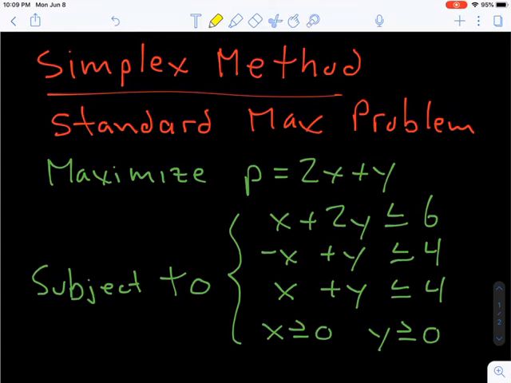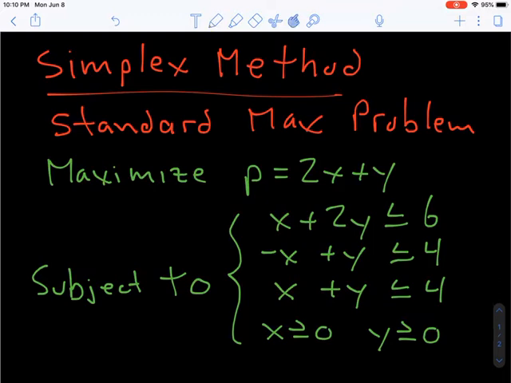In this video, I'm doing example 3 from my lecture outline on the simplex method standard maximization problems. So here is the linear programming problem. You can see it is a maximization problem. It says maximize p equals 2x plus y, subject to several constraints. Notice that they are all less than or equal to, and the constants on the right-hand side of the inequality are all positive. This makes it a standard maximization problem.